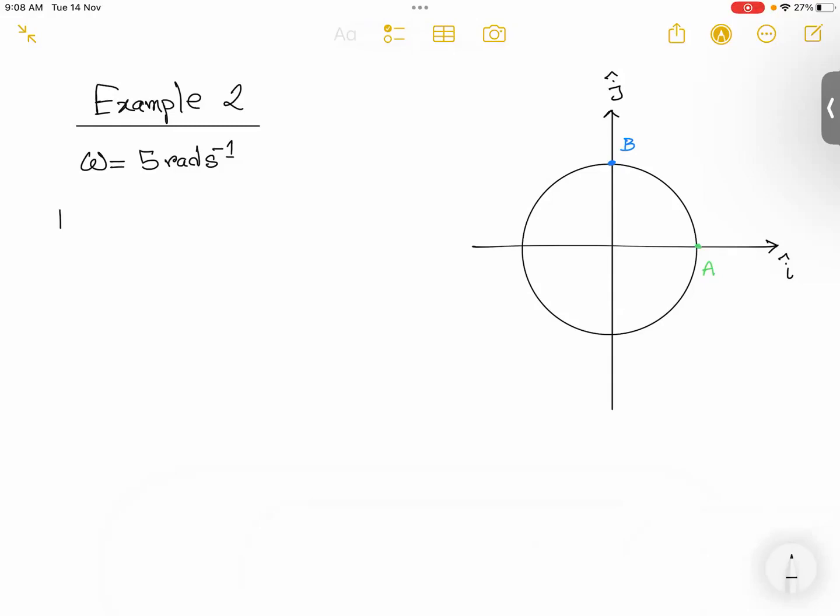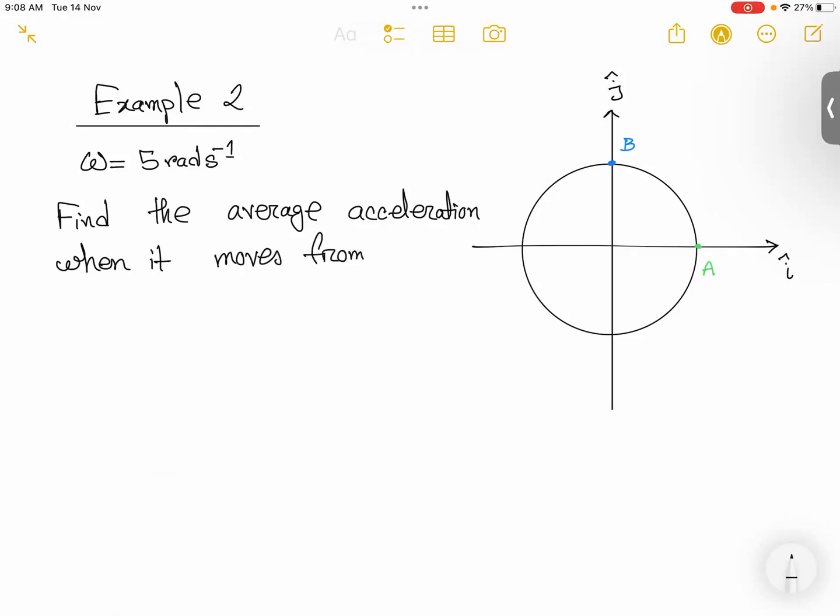And it asks you to find the average acceleration when it moves from A to B. So it tells you to find the average acceleration when the particle moves from A to B while it was rotating in this circle. Okay, and one thing is important here, how do you calculate average acceleration?